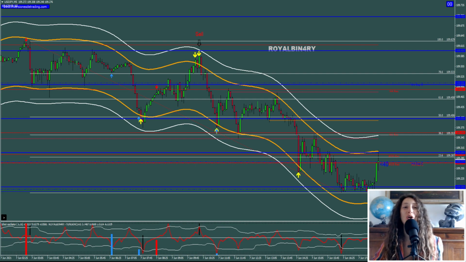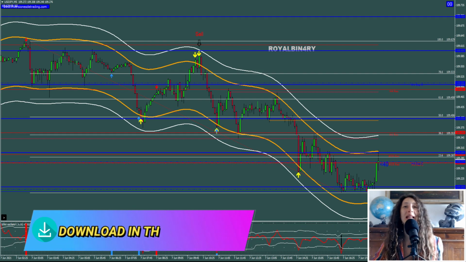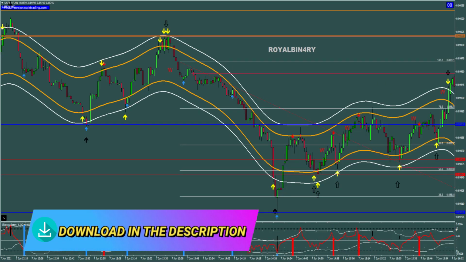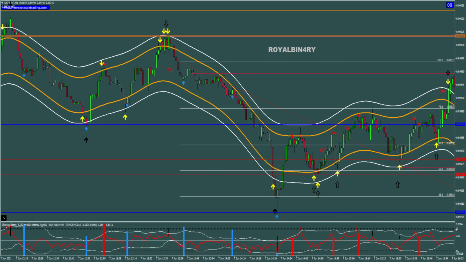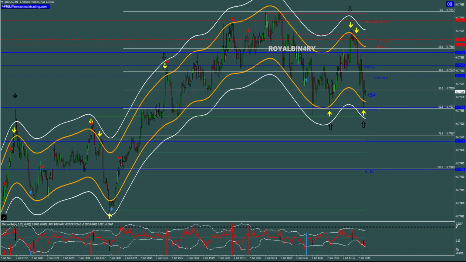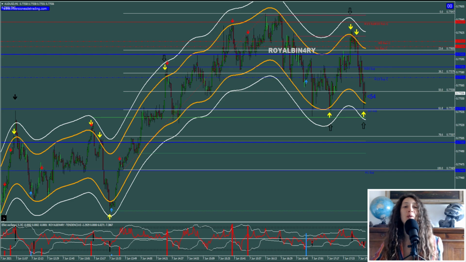Exit position. Place an initial stop loss below or above the previous high or low. Profit target: minimum ratio to the stop loss of 1 to 1, or at the levels of support and resistance. Examples of trades. In the following video, I will show you examples of trades.